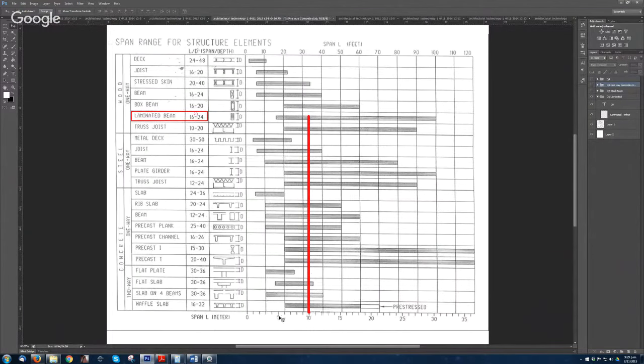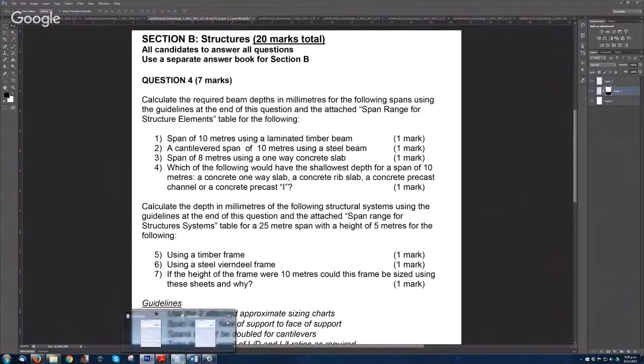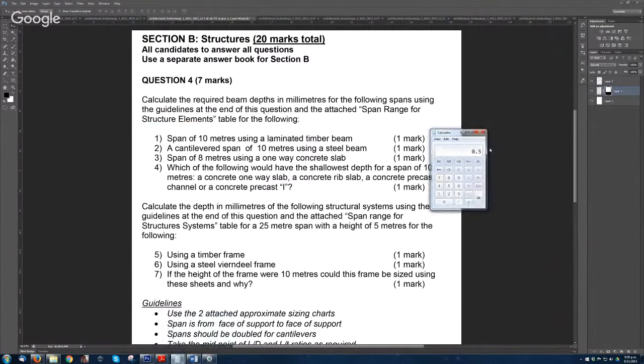So as I was saying, the span is 10 meters, and because it connects here, you can use that. The timber beam can span that long, and the midpoint is 20. So you do the span 10 divided by the midpoint, so it's 0.5 meters. And because the question asks you to do it in millimeters, you just multiply by 1,000, so it's going to be 500 millimeters. So that's 500.